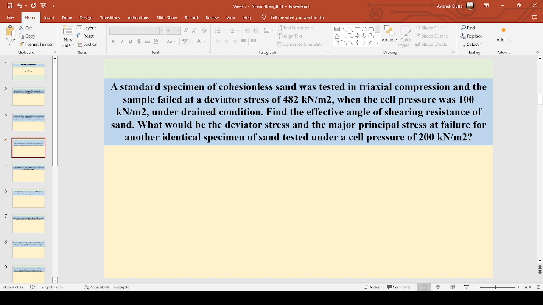I repeat the question once. A standard specimen of cohesionless sand was tested in triaxial compression and the sample failed at a deviator stress of 482 kN/m² when the cell pressure was 100 kN/m² under drained condition. Find the effective angle of shear resistance or the angle of internal friction of sand. What would be the deviator stress and the major principal stress at failure for another identical specimen of sand tested under a cell pressure of 200 kN/m²?